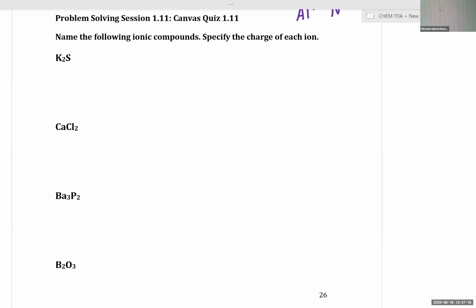And the last compound on this list is still an ionic compound. And the first compound that's on this list, the symbol K, represents potassium in the periodic table.